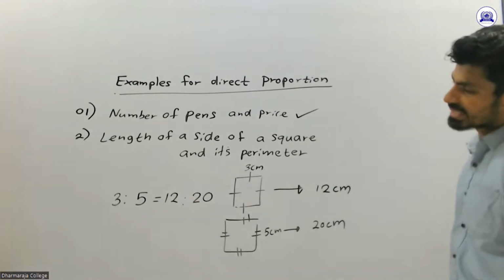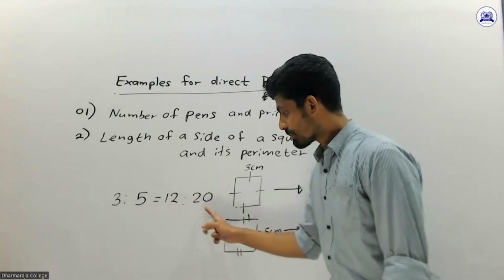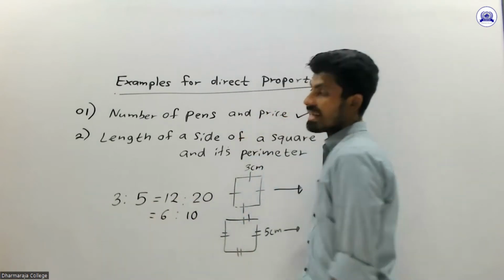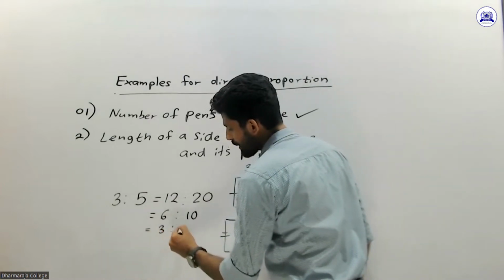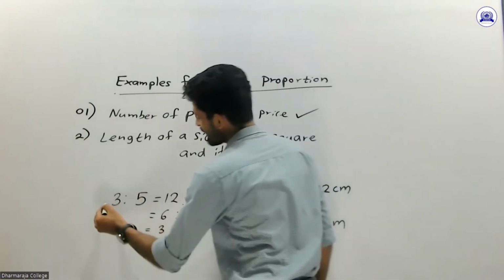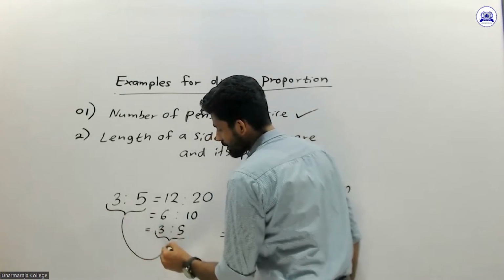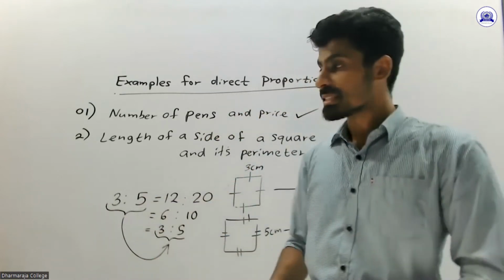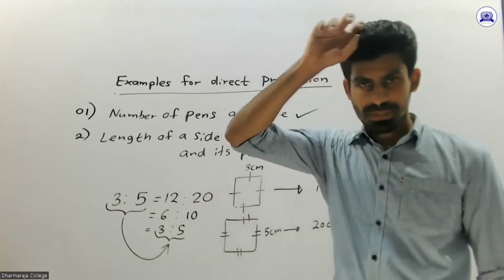Okay, so I can divide both sides by 2. That means 6 to 10. Again, I can divide by 2. That means 3 to 5. You can clearly see those ratios are equal. So this one is also an example of direct proportion.